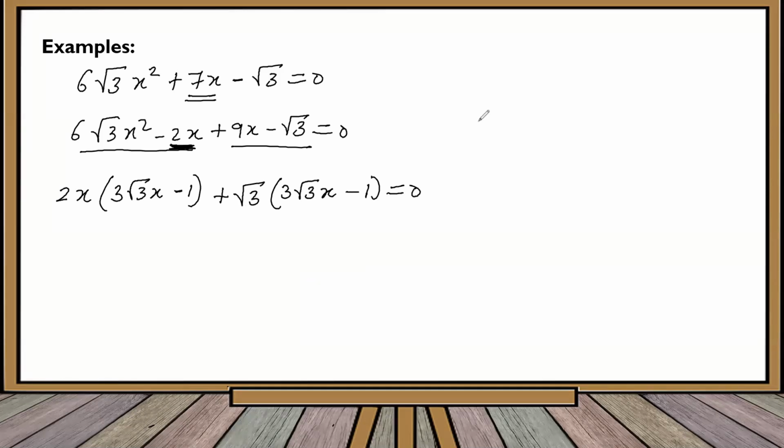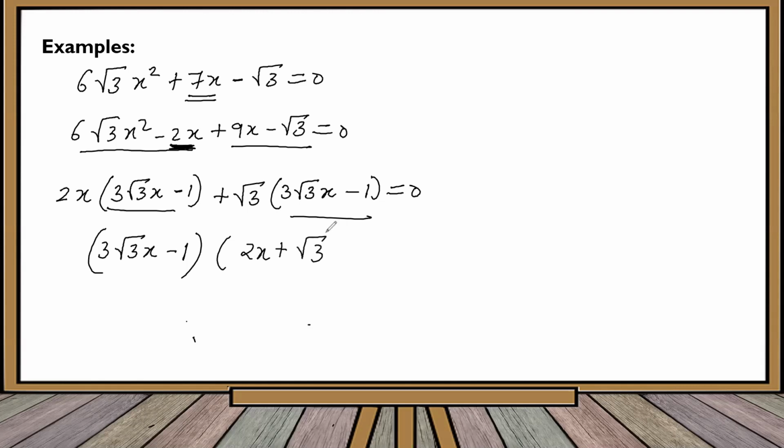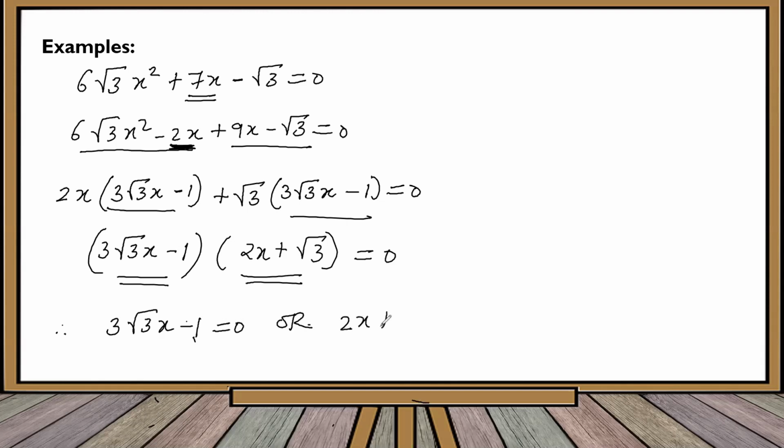Okay. Now this term is the same, so we'll make it together. 3 root 3x minus 1 in one bracket, and 2x plus root 3 equal to 0 in another bracket. This is equal to 0 or this is equal to 0. So therefore 3 root 3x minus 1 equal to 0, or 2x plus root 3 is equal to 0, right?